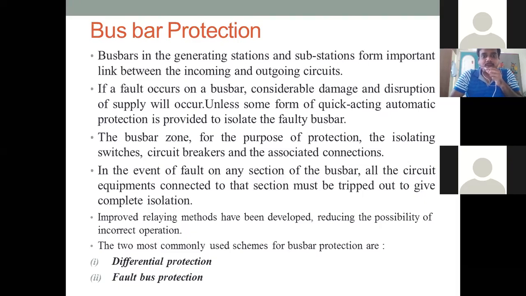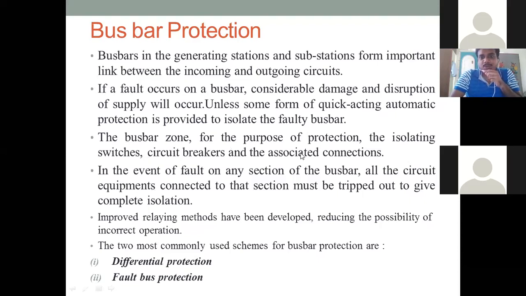In the definition, you can say a bus bar in generating stations or substations forms a link between the incoming and outgoing circuits. So if a fault occurs on a bus bar, what happens? It will disturb both the generating side as well as the distribution side. Both the sides will have the problem.